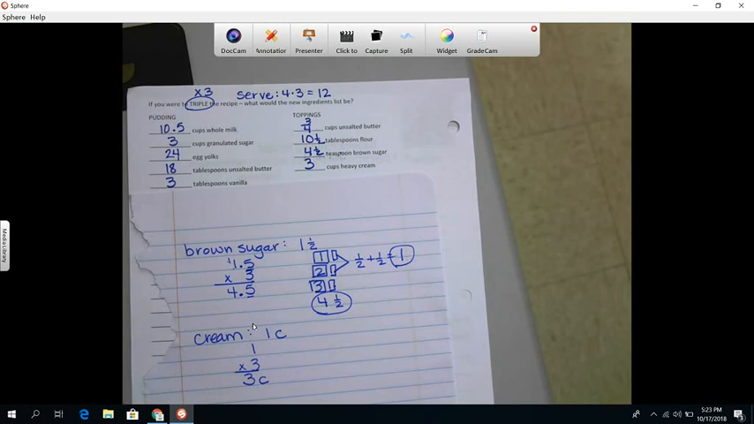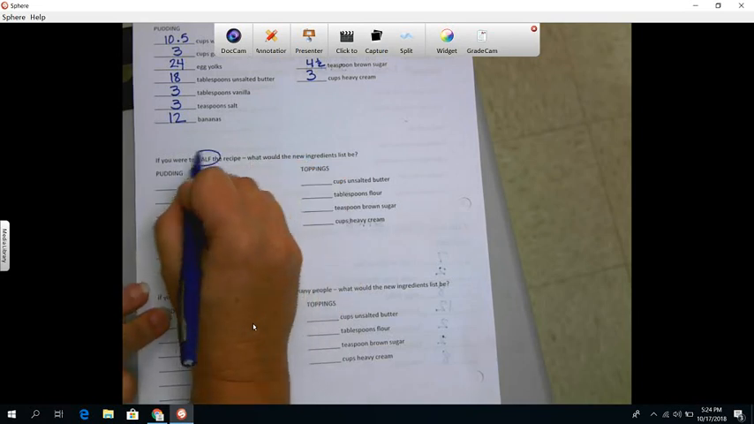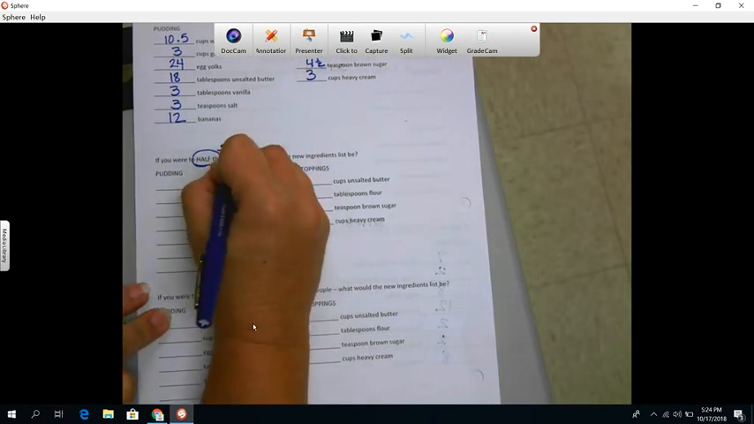Remember, we were tripling that recipe, so we would have 1 cup, 1 cup, 1 cup, and that would give you 3 cups of cream. Great job. Now, the next part is halving it. So when we halve something, that means that we have to divide it by, yep, you're right, 2. So we're going to divide this by 2.